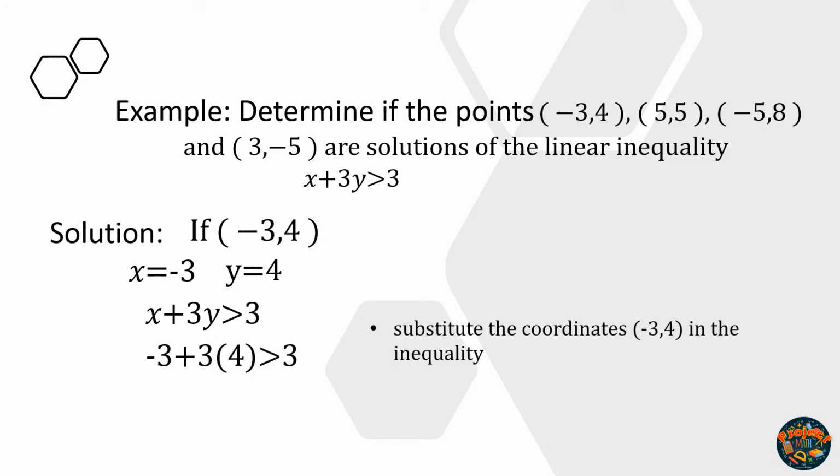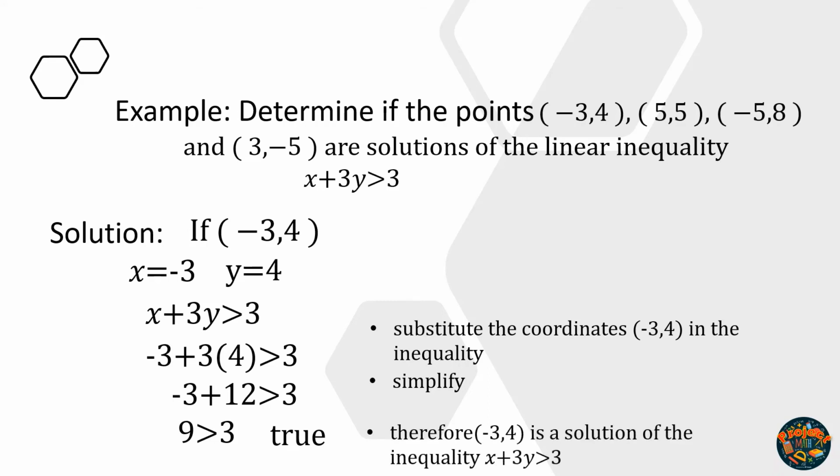So x is -3 plus 3 times y, which is 4, is greater than 3. Then we have to simplify. So -3 plus 3 times 4 is 12, greater than 3. Then we have -3 plus 12, unlike signs, so subtract, so that is 9 greater than 3. So the statement is true. We can now say that (-3, 4) is a solution of the inequality x + 3y > 3.